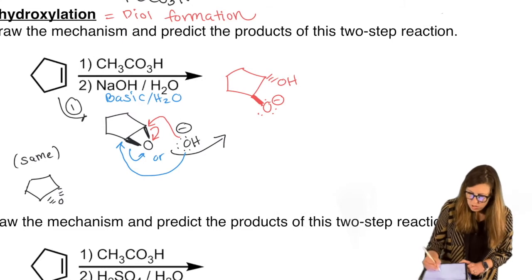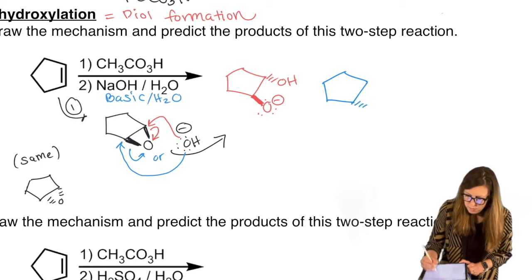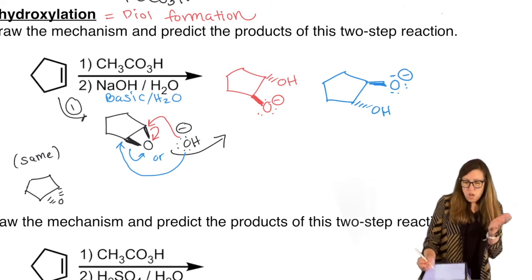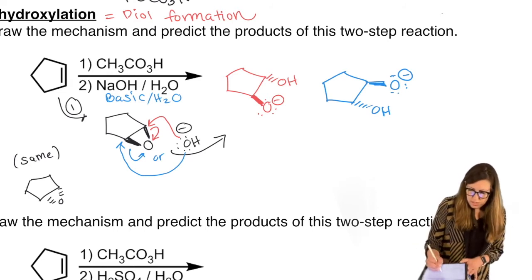Now let's do the blue product. It'd be the exact opposite, right? So we attacked from the back, the new OH goes there, that opened up, and the top carbon gets to keep the original O in the form of the O minus. Now we're in water, so we're not going to leave this as is. We're going to neutralize.